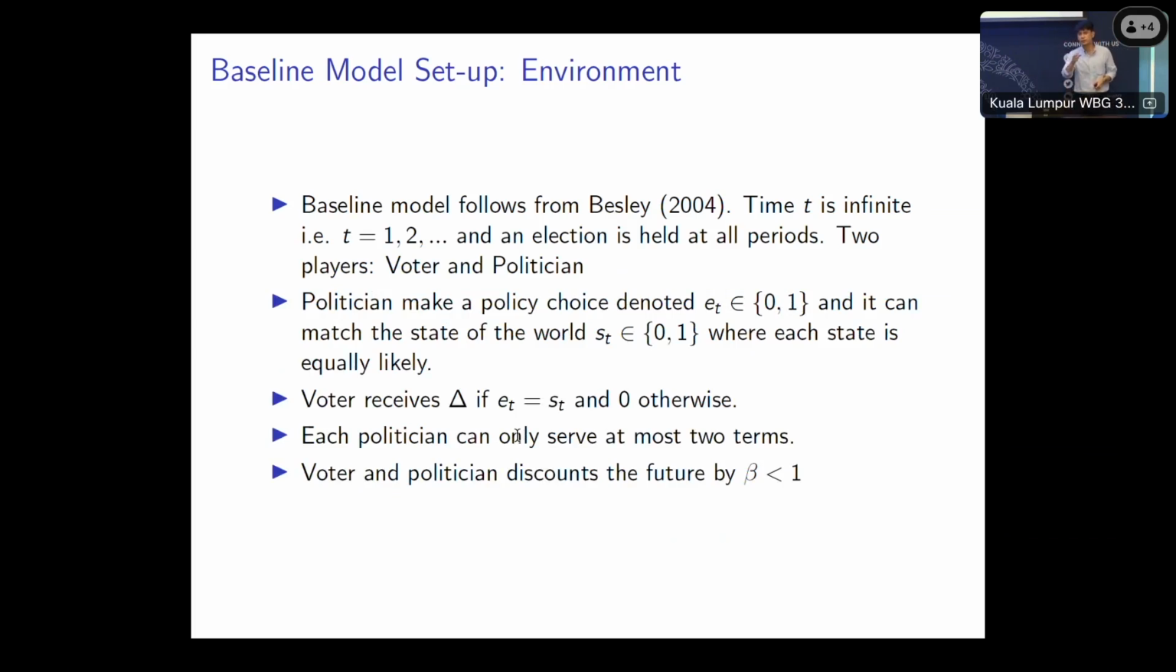Each politician can only serve at most 2 terms. This is a very important assumption, because it can be broken, but it's very difficult. The model will be intractable if I break this assumption. So that's the key assumption I think Rajesh is sort of hinting at. And the voter and politician discount the future by beta less than 1. So to answer your question, the voter actually gets delta if the policy introduced matches the state of the world, and 0 otherwise.